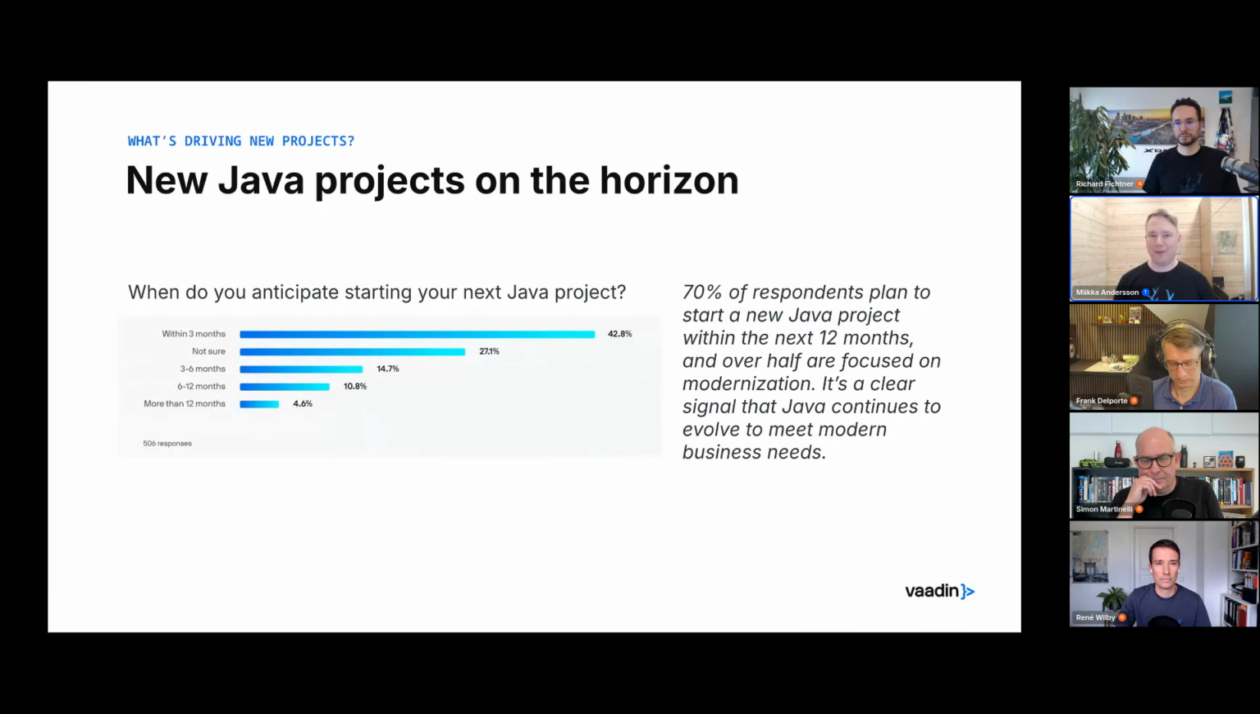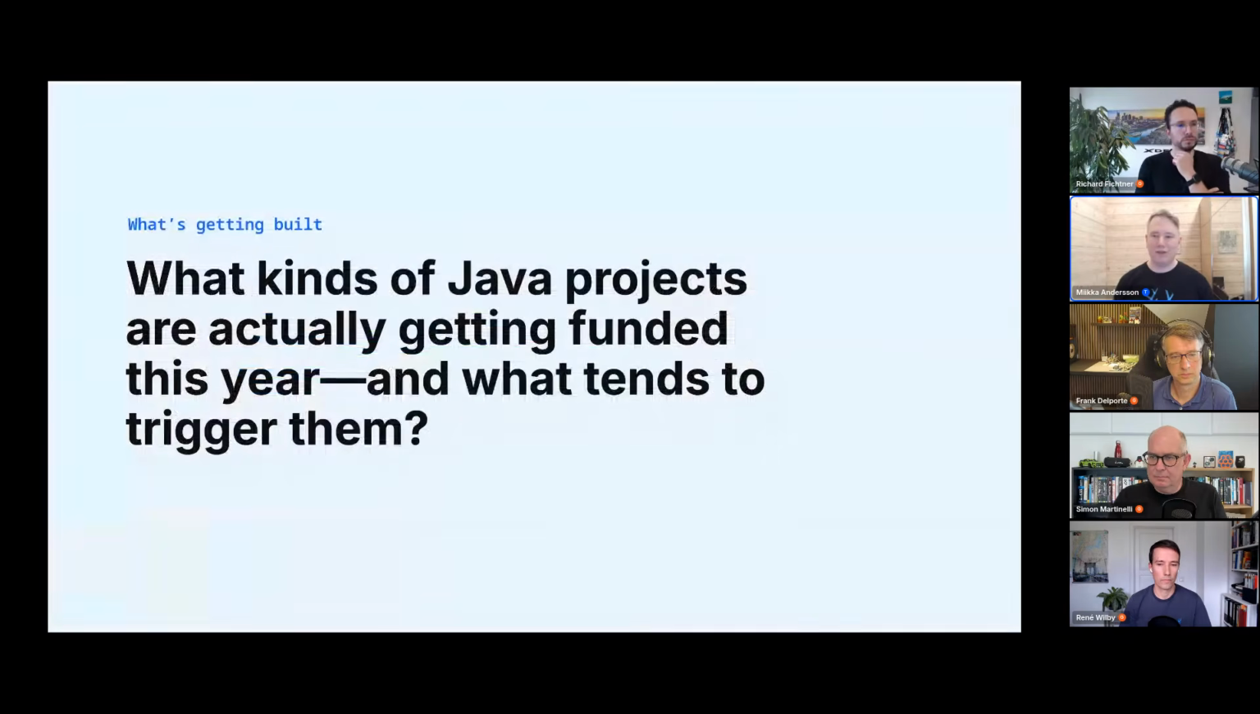We learned with the report that there are quite many new projects starting in a fairly short horizon. We have roughly around 40% of respondents saying that they are starting within 3 months. And altogether, roughly around 70% of respondents plan to start a new Java project within 12 months from now. And quite a decent number of modernization projects were also mentioned. So let's hear it from the panelists.